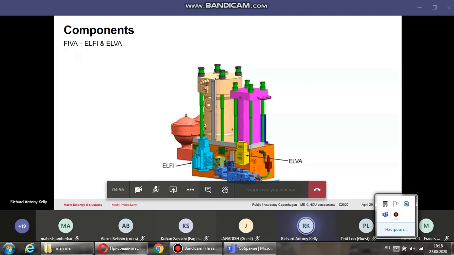Here we have now a hydraulic cylinder unit with the ELFI and ELVA. So we can see they have the ELFI, electronically controlled fuel injection, and ELVA, the electronically controlled valve actuation. So two separate valves for two separate functions. So this is for a larger engine.